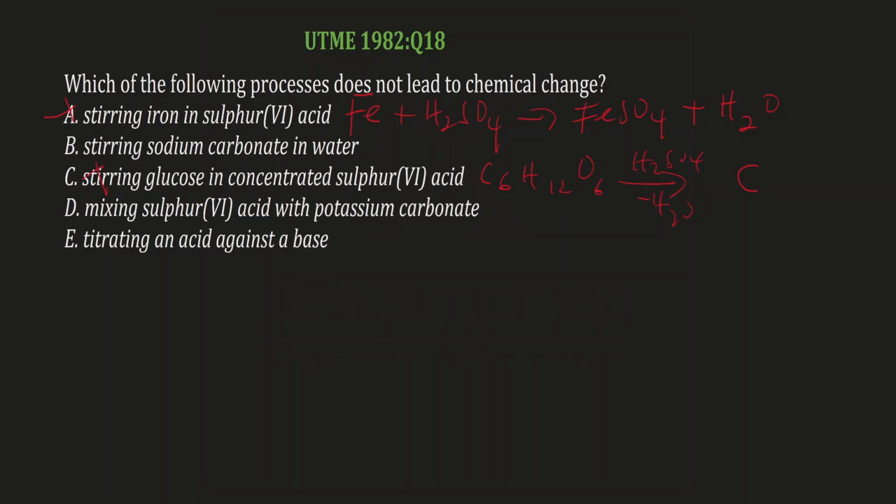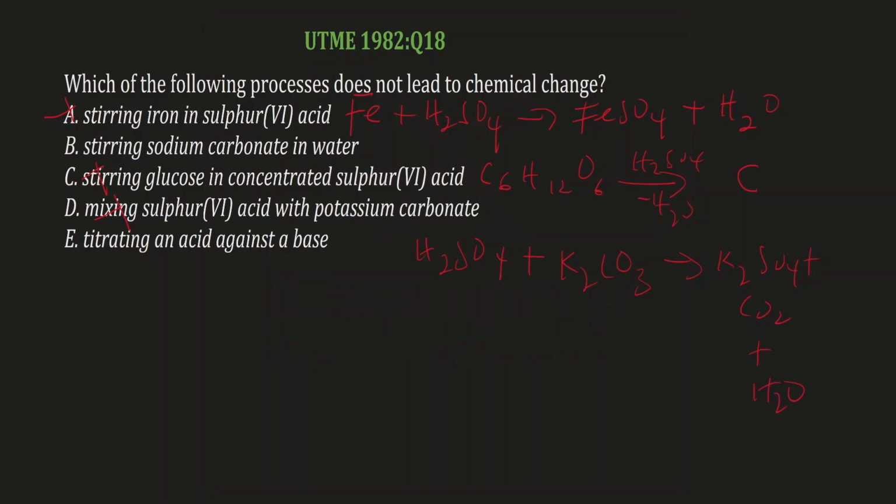Option D says mixing sulfuric acid with potassium carbonate, right? So sulfuric acid is H2SO4. When you combine it with potassium carbonate, this is going to give us potassium sulfate and CO2 and water, which means new substances are formed. And then option D also leads to a chemical change. So that is going to be wrong.